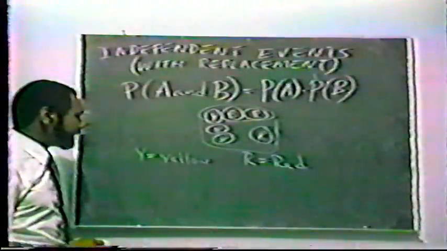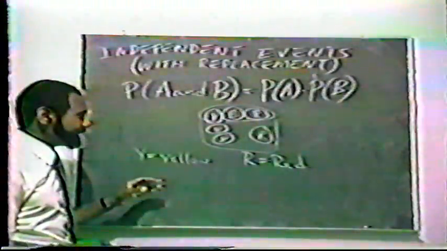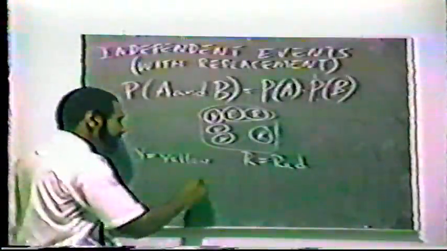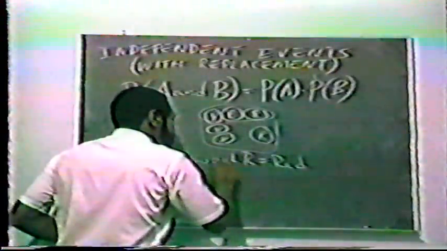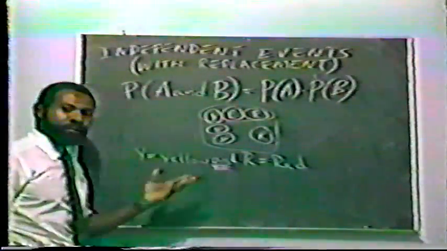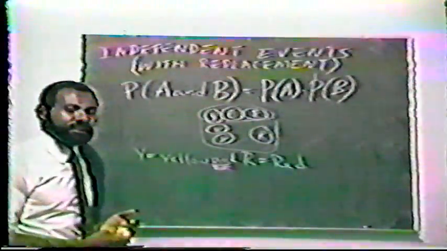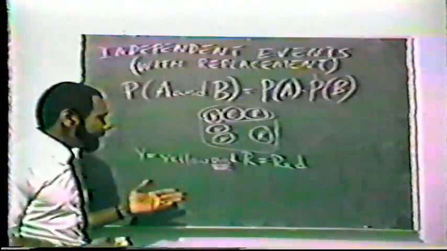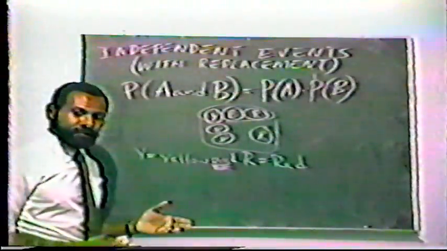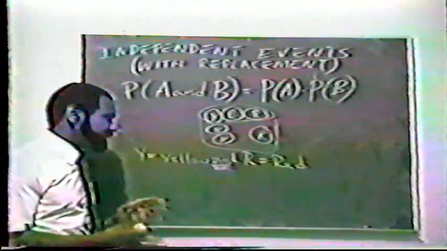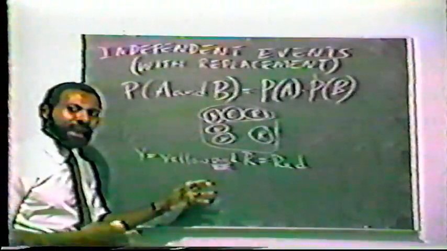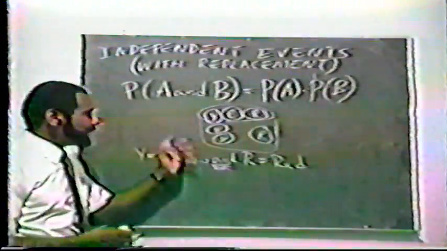The probability of getting a yellow ball and, the key word is and here. We had or the last time. If you have or, you add the probabilities together and you subtract the intersection. Not in this lesson, but in the last lesson we had the word or, A or B, but now we have A and B.